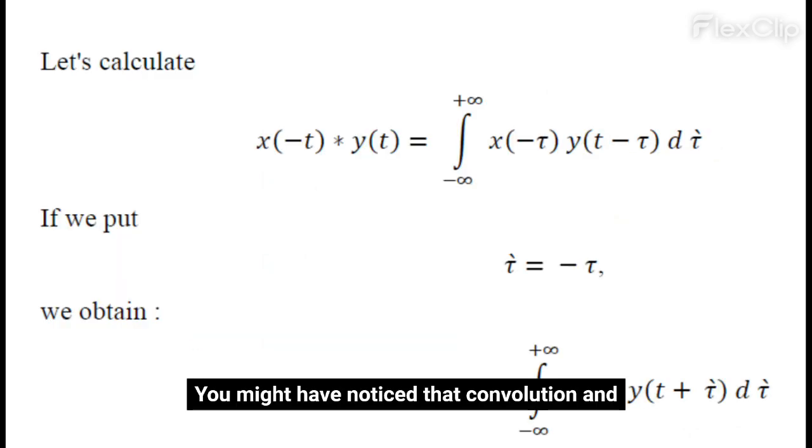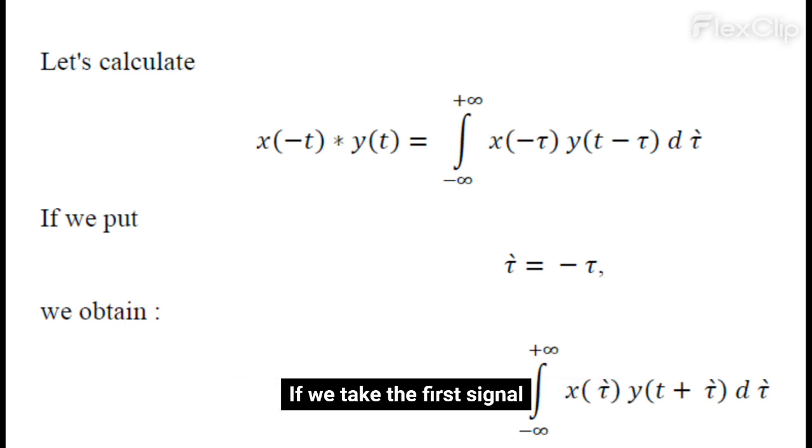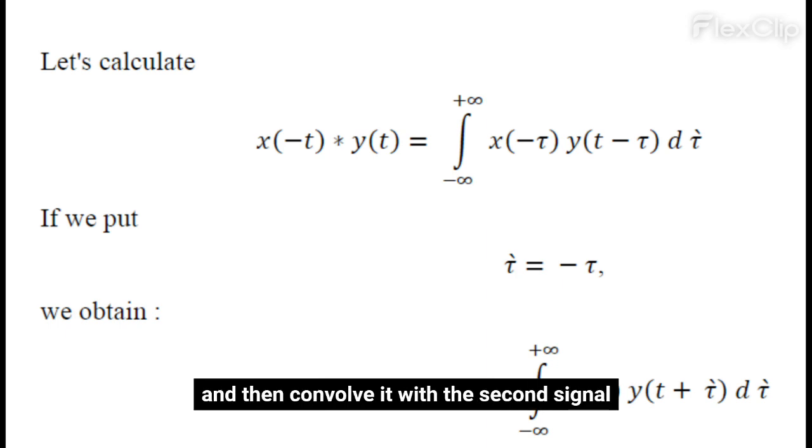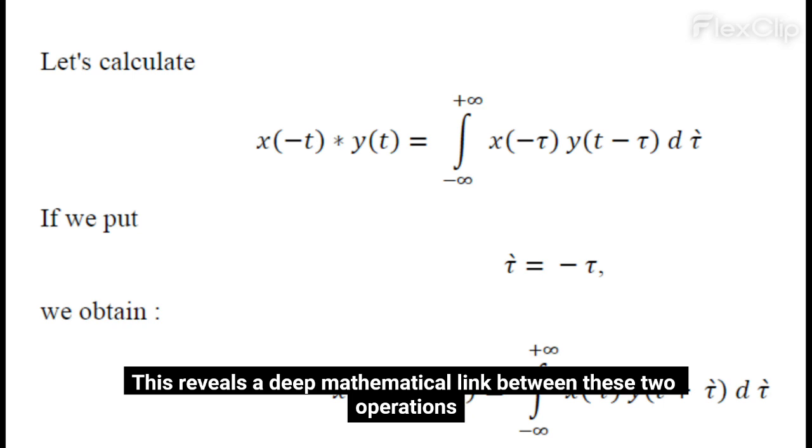You might have noticed that convolution and correlation look remarkably alike. If we take the first signal, reverse it in time, and then convolve it with the second signal, the math works out perfectly to match the definition of cross-correlation. This reveals a deep mathematical link between these two operations.